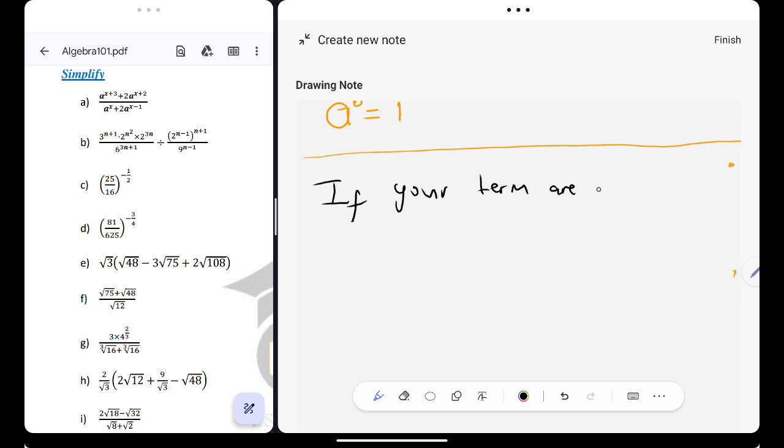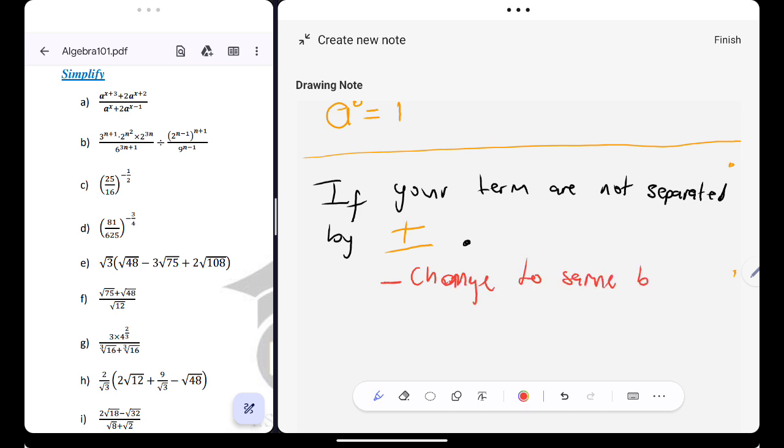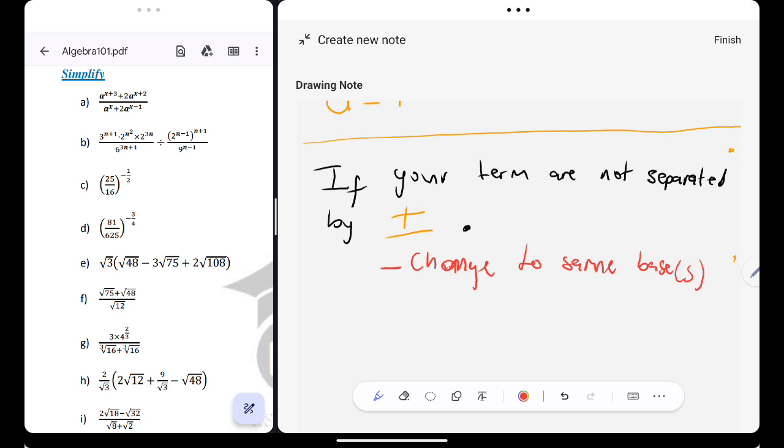if your terms are not separated by a plus or a minus, all you need to do is change everything to the same base, or same bases, and then secondly just apply the laws. How so?